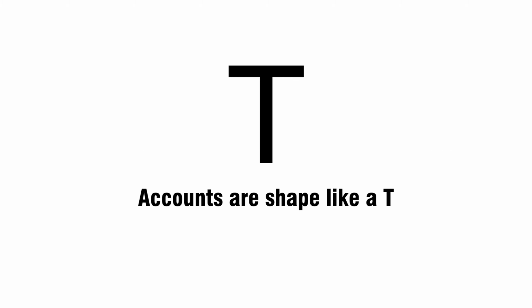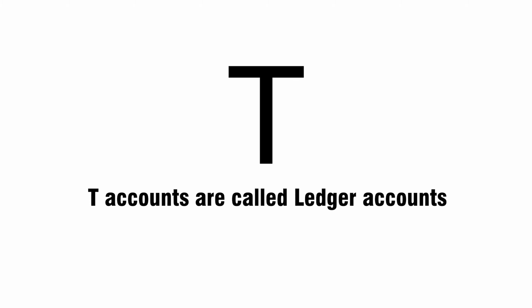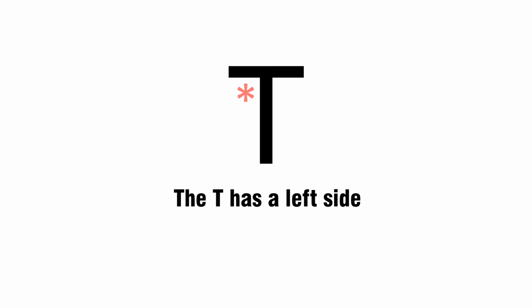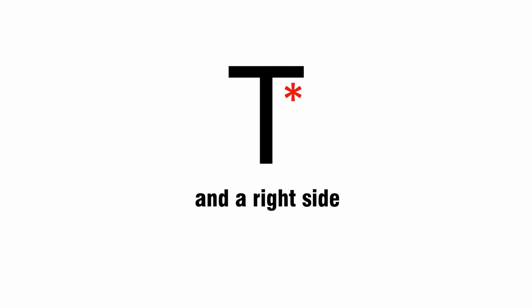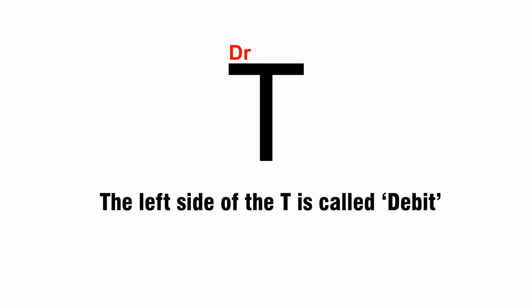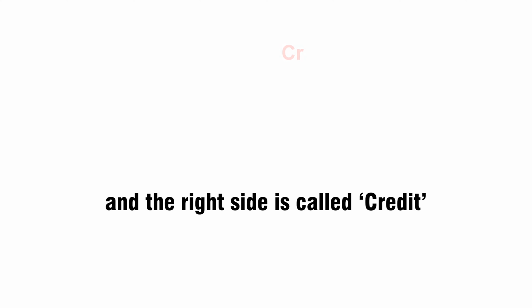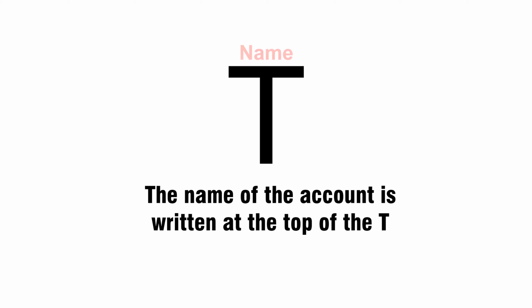Double entry system. Accounts are shaped like a T. T accounts are called ledger accounts. The T has a left side and a right side. The left side of the T is called debit, and the right side is called credit. The name of the account is written at the top of the T.